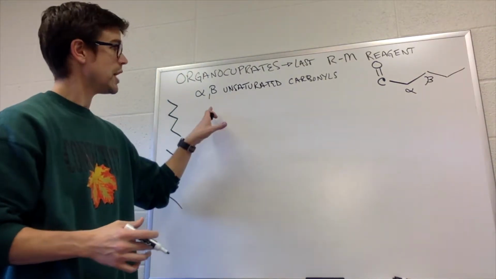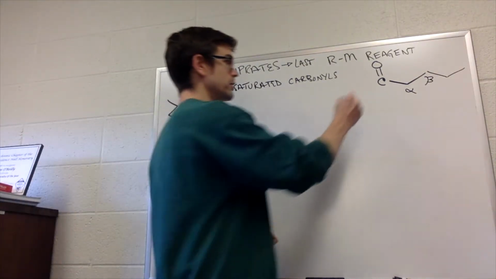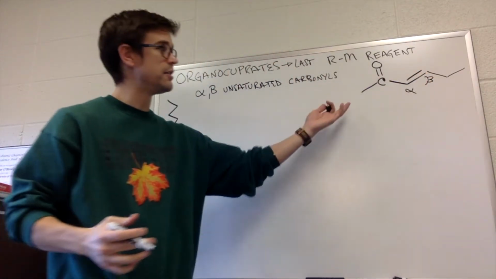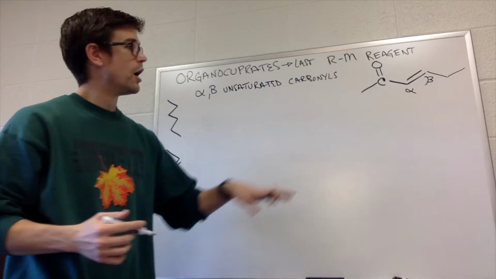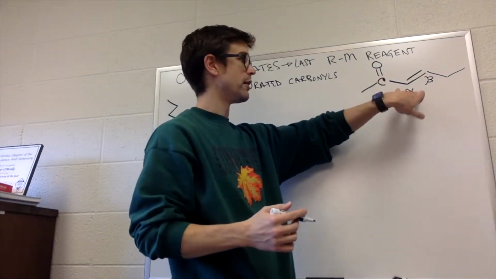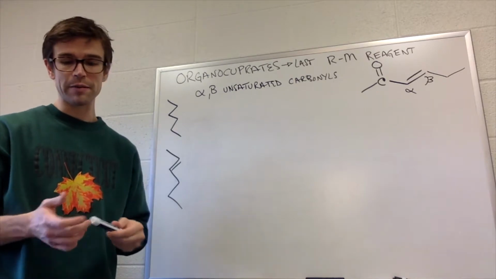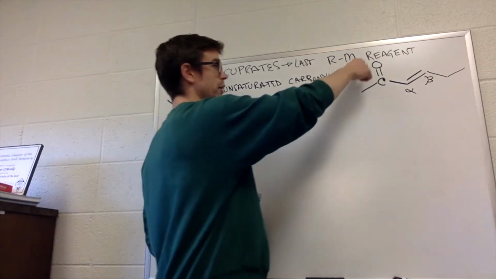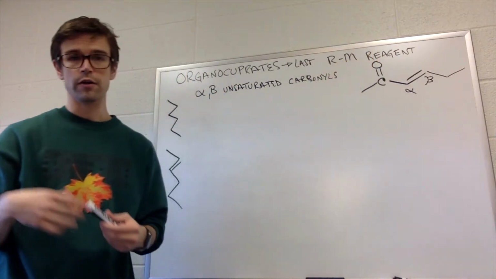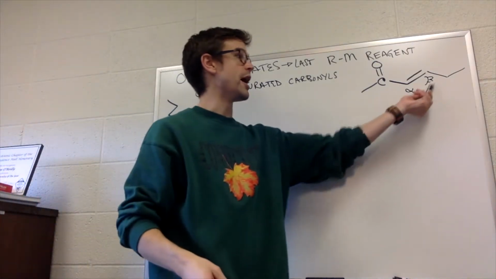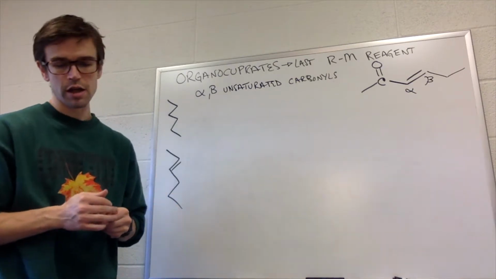So alpha beta unsaturated carbonyls are molecules that, and this would be an alpha beta unsaturated ketone that I just drew up there. So they have a double bond or a triple bond essentially between the alpha and the beta positions with regards to where the ketone is, or the aldehyde, or the amide, or the ester. So really it can be any of those functional groups as long as we have that alpha beta unsaturation.